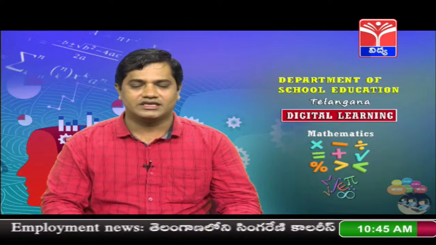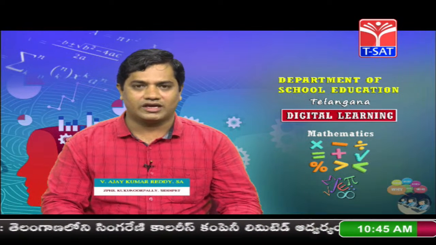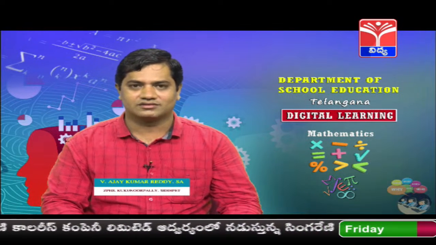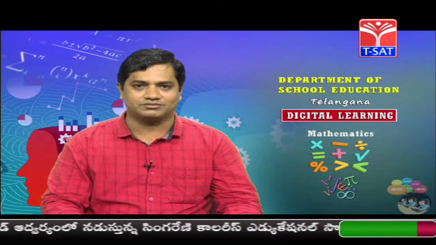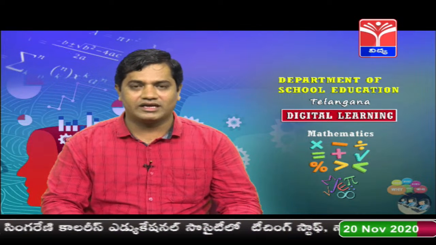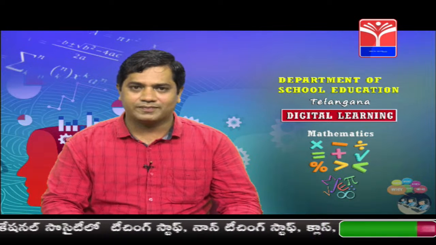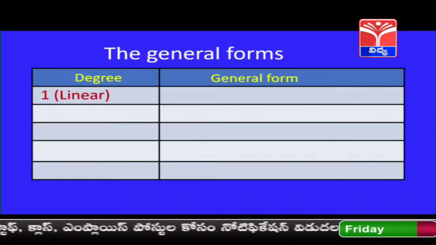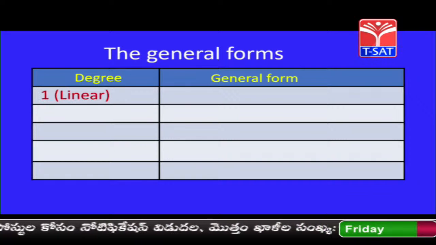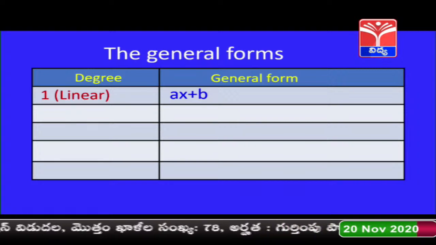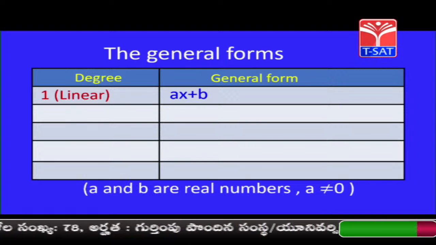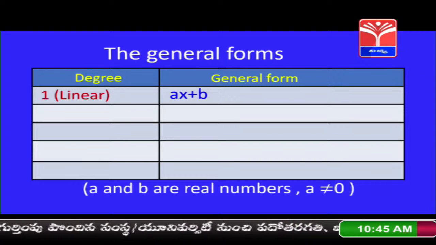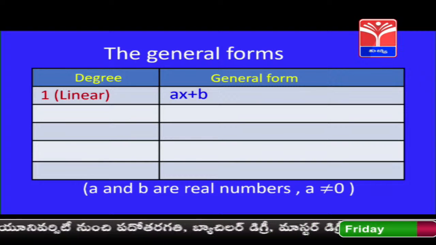Let us come to the general forms. What is the general form of a quadratic polynomial? Let us check now. Instead of writing a0, a1, a2 up to an, let us write the maximum number of terms in general form. Here I have taken a tabular form. Now degree and general forms, just have a glance. First one, linear polynomial. So ax plus b, where a and b are any real numbers. Here a should not equal 0.